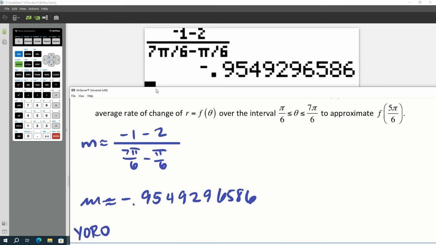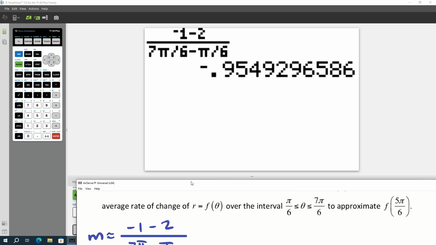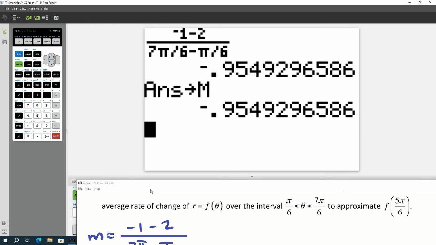So to keep from having to type all this out, we're going to store this in the calculator. To store in the calculator, you hit the store button that is right beside the 1. The last thing that was typed in there, the answer, is going to get stored. I'm going to call it m. To get to m, it looks like it's going to be alpha and then the division symbol, and then enter.